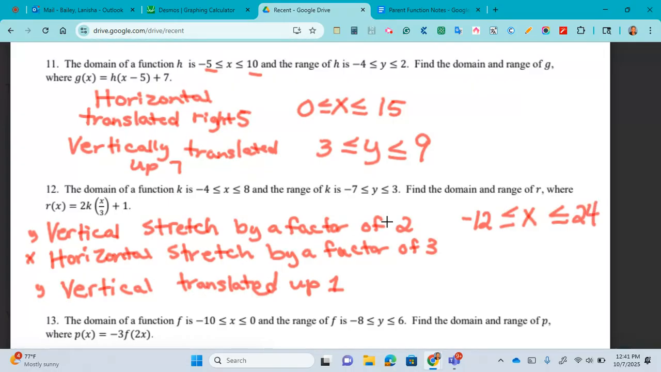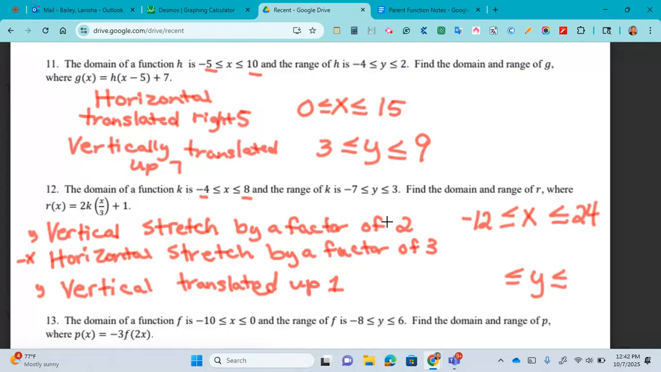Any questions? I have a question. Yes, ma'am? So where did the negative 12 and 24 come from? Since our domain is currently negative 4 and 8, our horizontal stretch is the only thing that affects our domain, which is our x values. So we're going to end up multiplying those x values by 3. 3 times negative 4, negative 12. 3 times 8 is 24. Now we're going to do our range. Our range is our y value. Negative 13 to 7. All right.